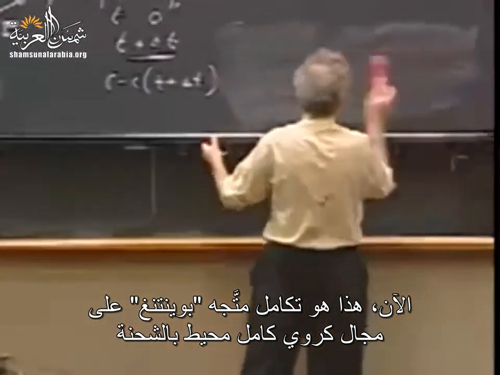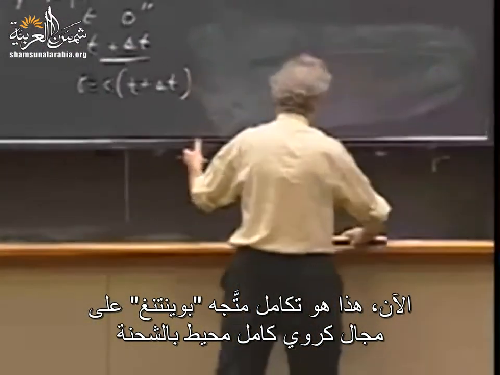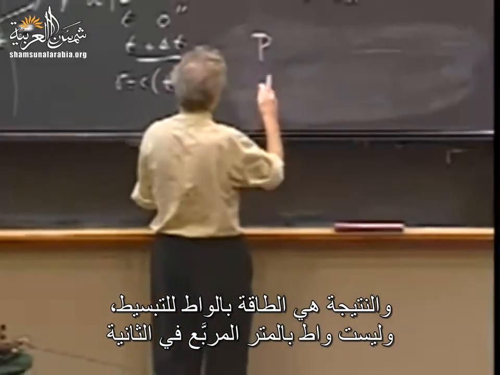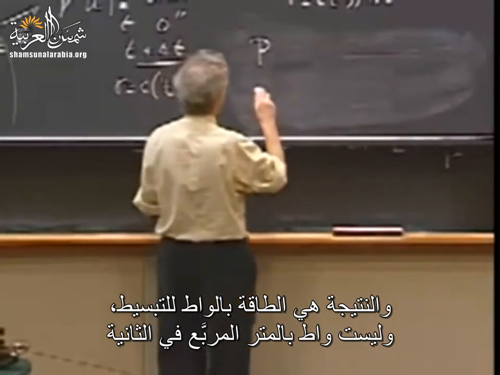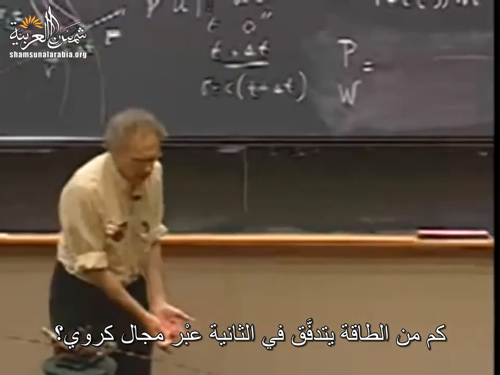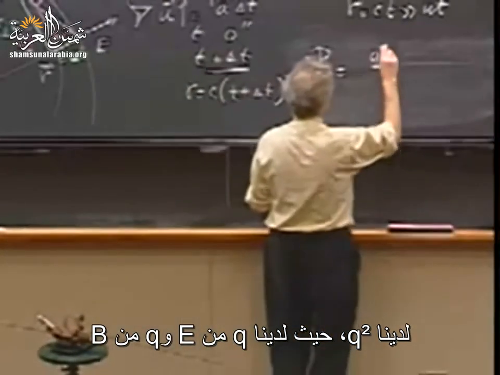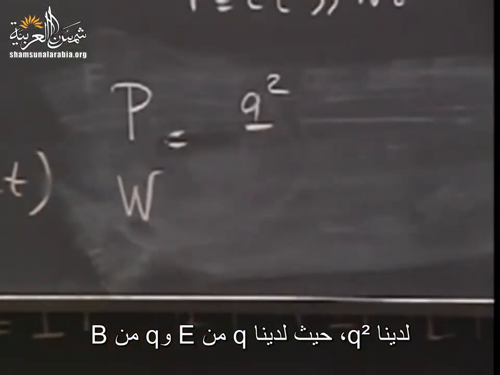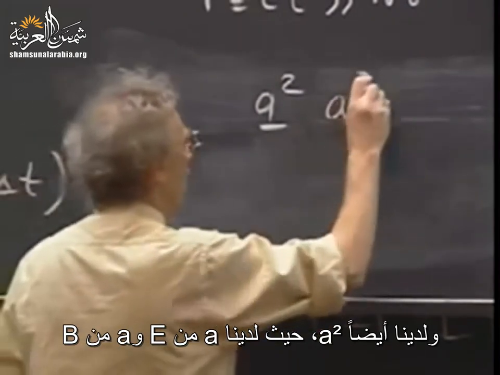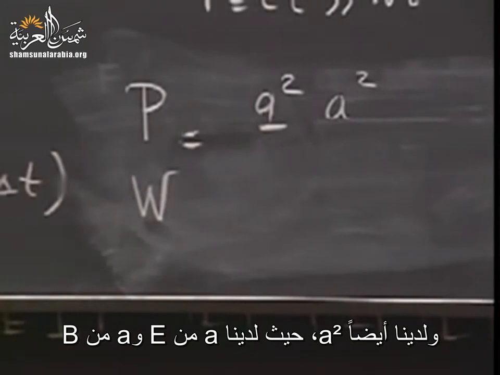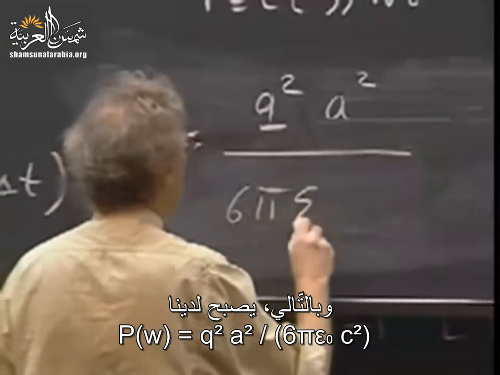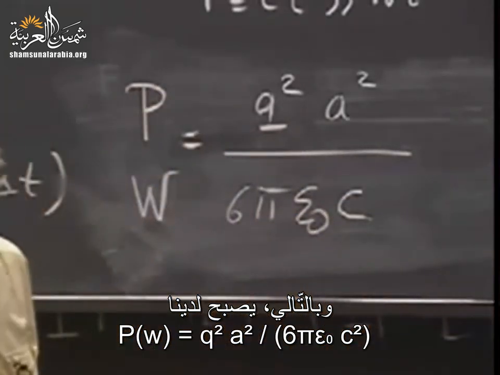So this is now the integration of the Poynting vector over a complete sphere that I put around the charge. And the result then is that the power, which is no longer watts per square meter, but is simply now in watts, how much energy flows per second through a sphere. And that now becomes Q squared. That's no surprise because Q is in the E vector and Q is in the B vector, so you get a Q squared. You get an a squared here, no surprise, because the a is in the B and the a is in the E, and then you get this divided by 6 pi epsilon 0, and I think it is c to the power 2, yeah.